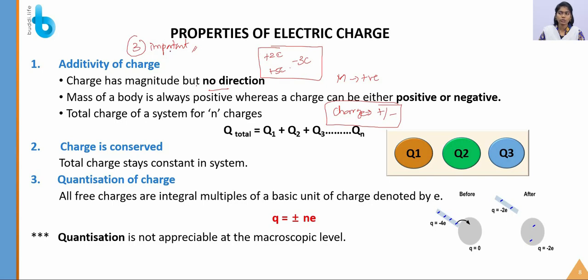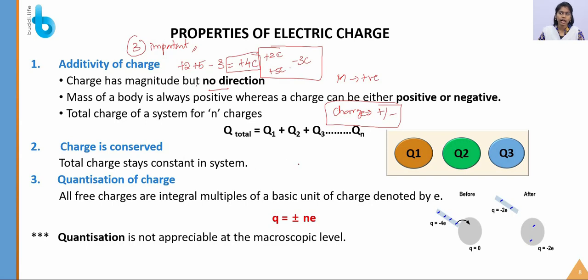Here it was plus 2, plus 5, minus 3. So what is the answer? Plus 4. So this is the total charge present in the system. So let's see what is the conservation of charge. Conservation of charge is nothing but if the total charge is present in the system, that charge will stay constant in the system. So this is known as conservation of charge.